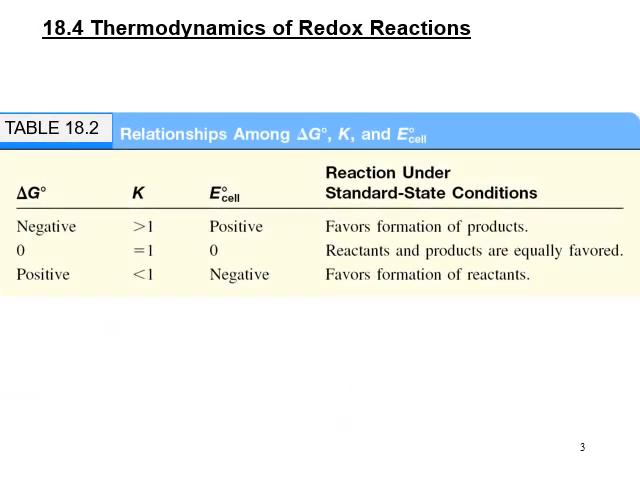This table in your textbook just gives you an idea of that relationship, just speaking of on the previous slide. If you have a large negative G, spontaneous, large K, and a positive E of cell, meaning spontaneous and products. That's exactly what I just said on the previous slide. It's just summing it up here in a table from your textbook.